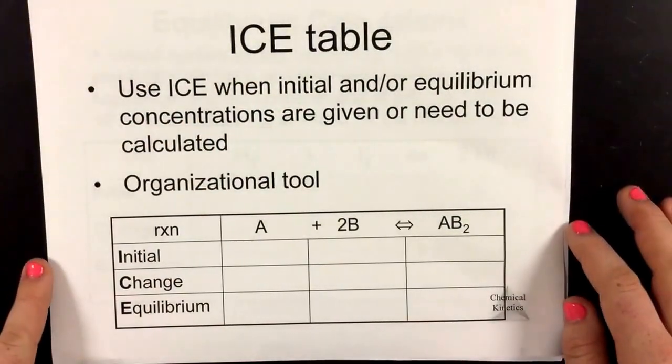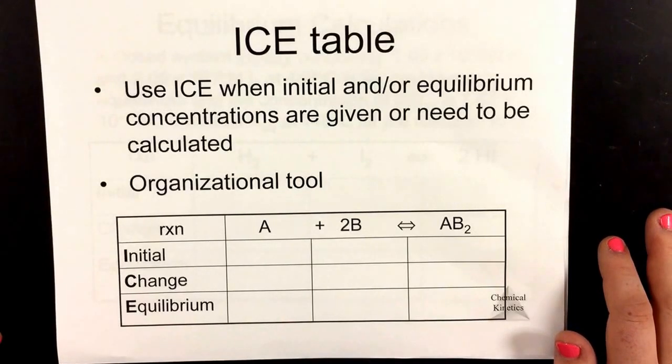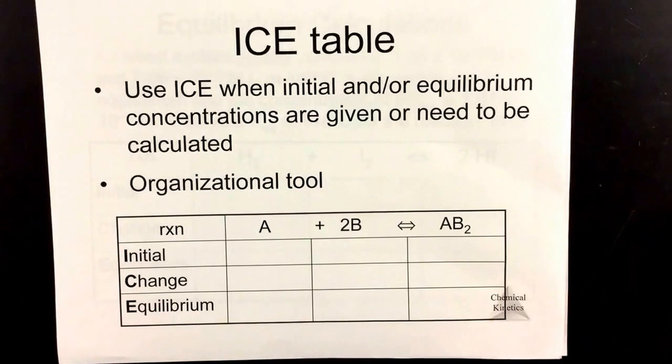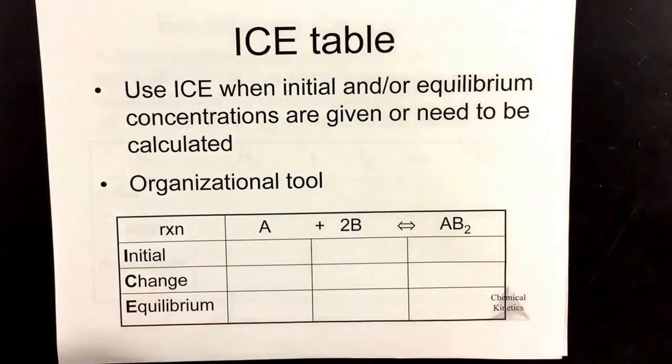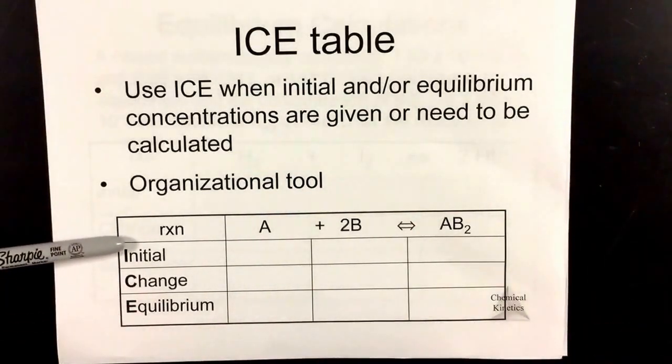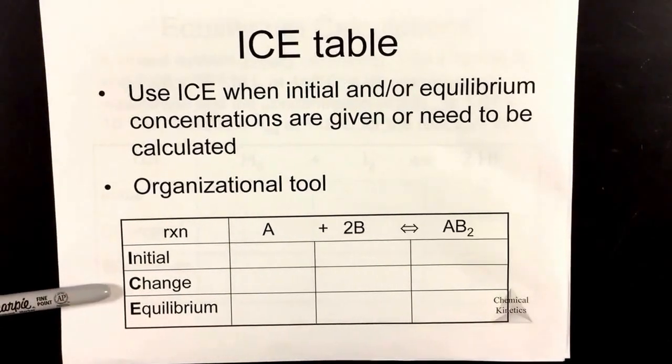So an ice table is really just an organizational tool used to track or calculate the values of reactants and products at equilibrium. Usually in a problem, you're given initial concentrations, and you put those in the initial boxes, and then your equilibrium values will go in the equilibrium row, but you track your changes through the change row.